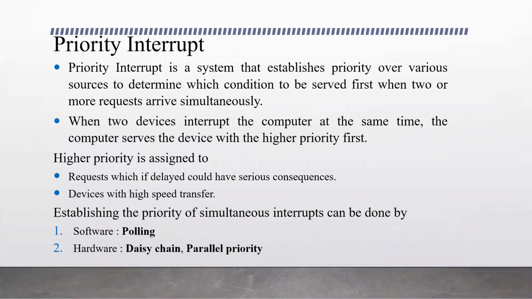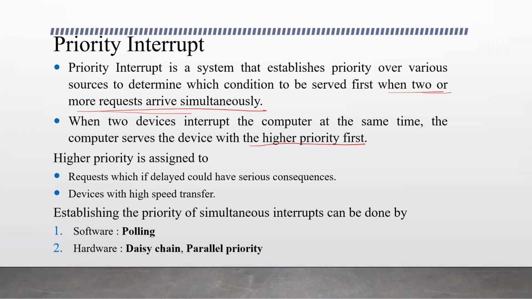So priority interrupt is a system that establishes priority over various sources to determine which condition is to be served first when two or more requests arrive simultaneously. When two or more interrupt requests arrive simultaneously, the CPU has to decide which one to serve first. So it needs to assign some priority. When two devices interrupt the computer at the same time, the computer serves the device with the higher priority first. Which particular device gets the higher priority?